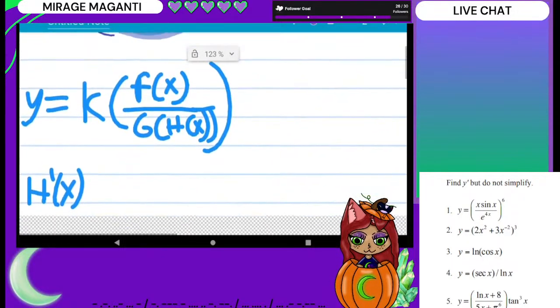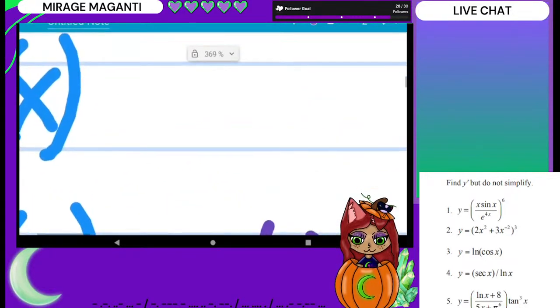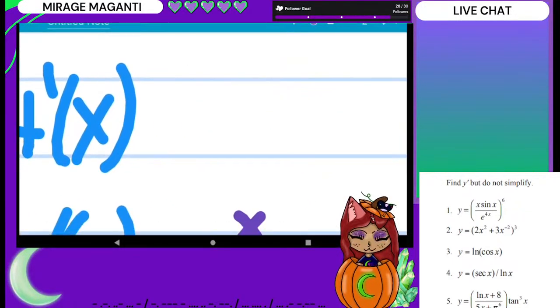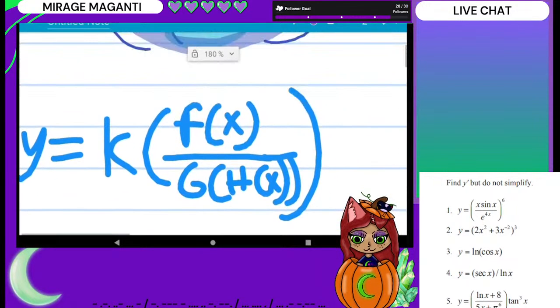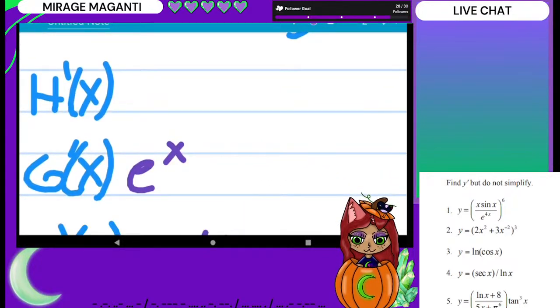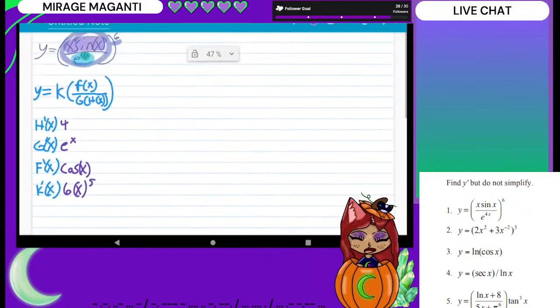Our g of x, if we just have e to the power of x, is e to the power of x. And then our h of x is 4 to the power of x, which is 4, because it's, again, x to the power of 1. So 4 times 1 times x to the power of 0. X to the power of 0 is 1, and 1 times 4 is 4. That turns into just a 4. So those are our derivatives for all of those. Then we have to put them together.